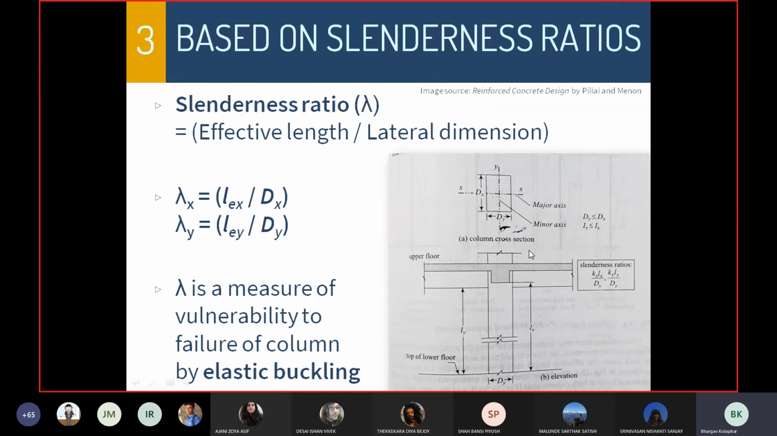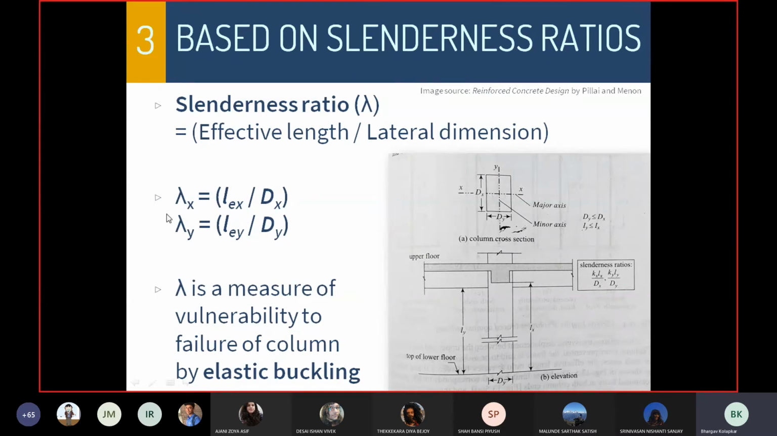If the beams are of the same depth, then LEX would be equal to LEY, or LX would be equal to LY. Therefore, no problem there. Okay. So just to consider the possibility that the depths of the beam might be different, we say that we have two unsupported lengths, LX and LY.